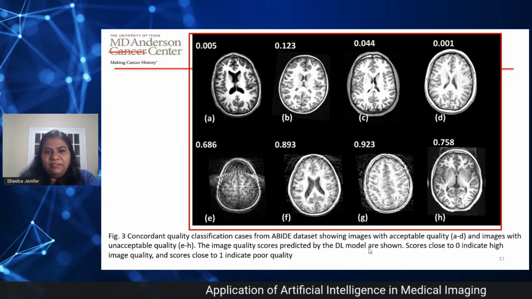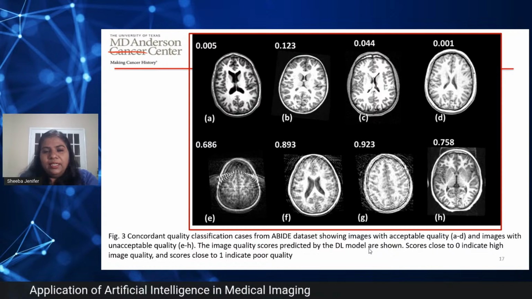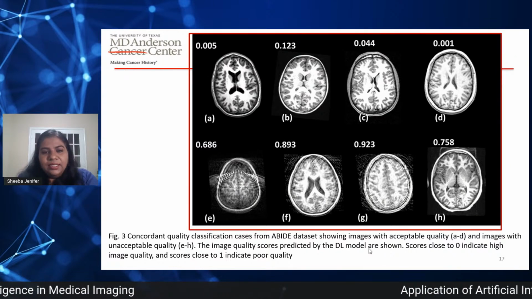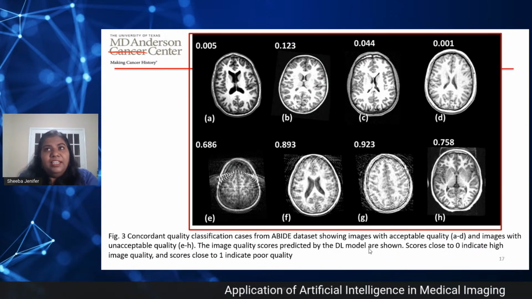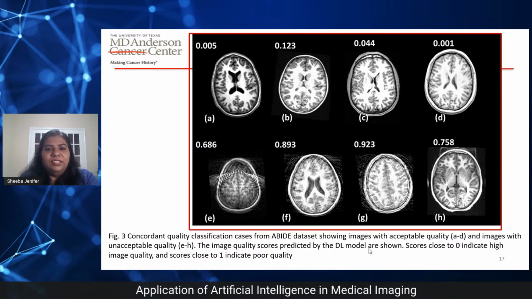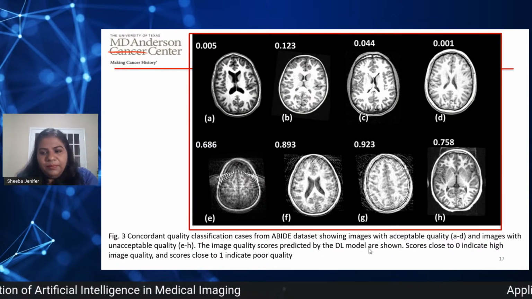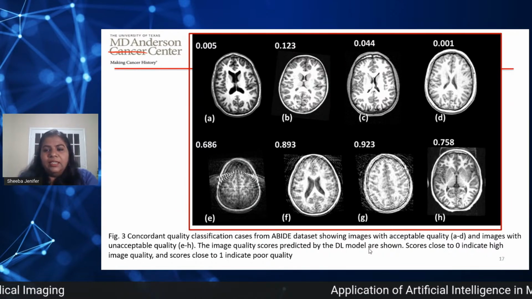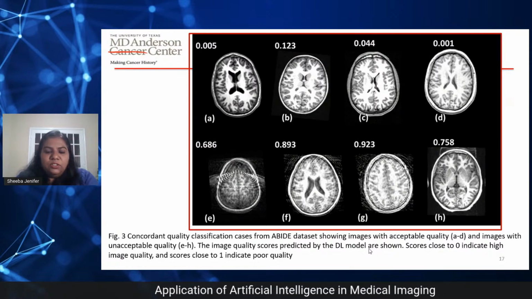So we don't have to wait for a radiologist after 2 or 3 days to say whether the image is good or bad, or not even a technologist has to go through the scans. Just passing all the images, maybe if you have a few hundred scans taken per day, and interfacing this model to your MRI scanner automatically says whether the scan is good or not.